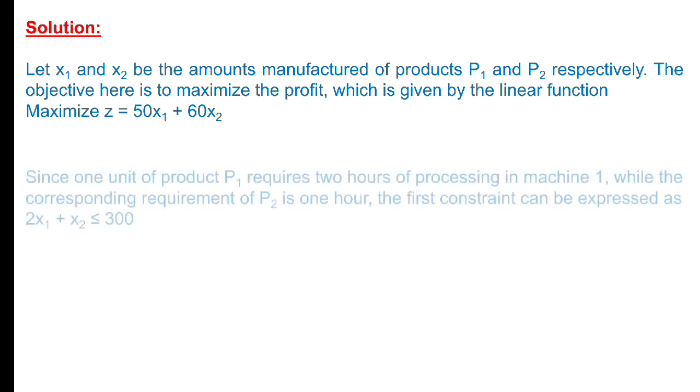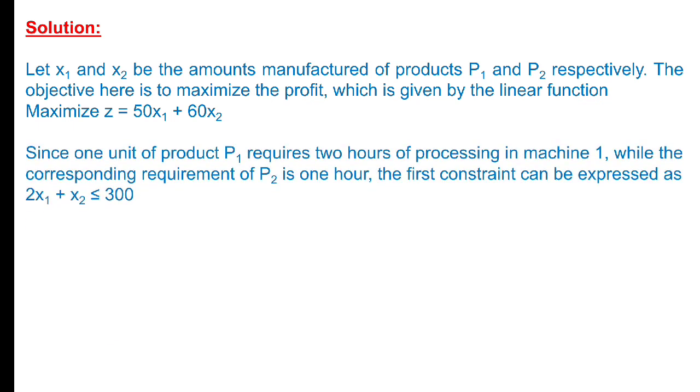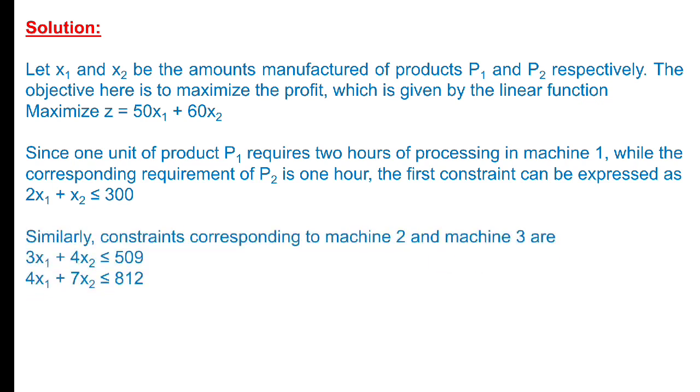Since one unit of product P1 requires 2 hours of processing in machine 1, while the corresponding requirement of P2 is 1 hour, the first constraint can be, as explained in previous slides, 2x1 plus x2, with available time 300. Similarly, we can constrain the other two machines, 2 and 3, in that form. So all will be less than or equal to the available time. They should not go beyond that time. That's why we are using less than or equal to. This is the way we convert into inequalities.